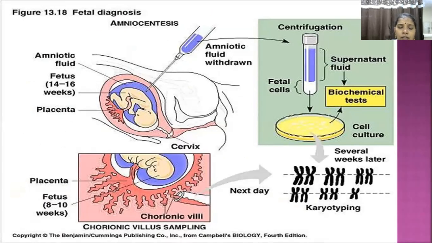But the result is available immediately. By the next day we can do the karyotyping and get the result. But in case of amniocentesis, we have to culture the fetal cells from the amniotic fluid, and after a few weeks we have to do the karyotyping. So it takes a long time.